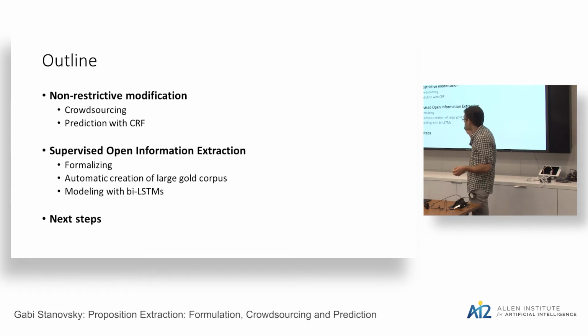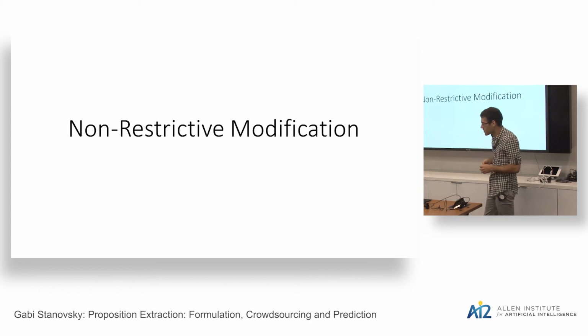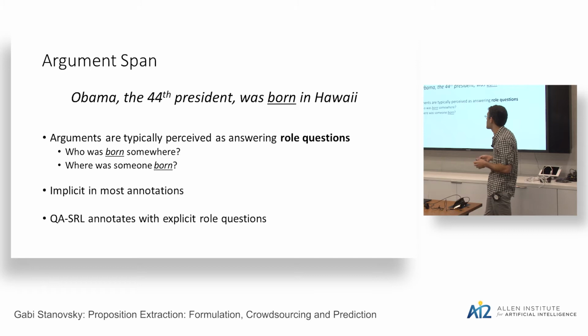OK, and after that, I think I'll outline very briefly some of the interesting avenues that I'm interested in exploring. And I think that there's a lot of possible avenues to explore further, leading up from these kinds of works. So let's start with the first project of identifying non-restrictive modification. And let's start by looking at argument spans in general.